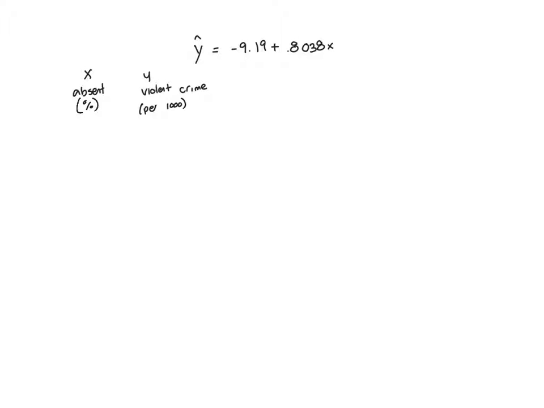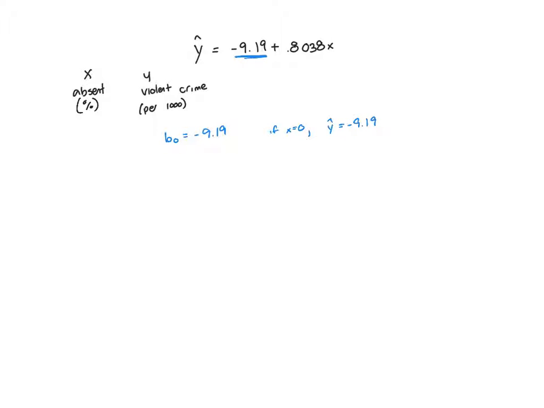Now, first thing we're going to do is go ahead and dissect this prediction equation. And when we look at it, one of the first things I notice is that I have a negative y-intercept. That is b naught, in this case, negative 9.19. What this means is if I plugged in x equals 0, I would get out y hat equals negative 9.19.